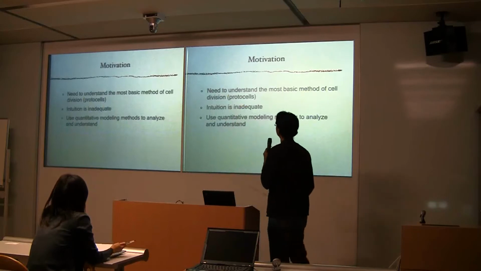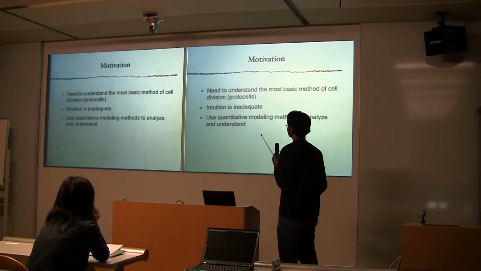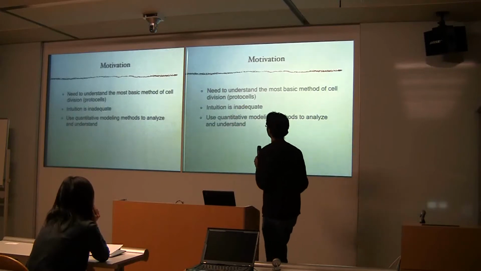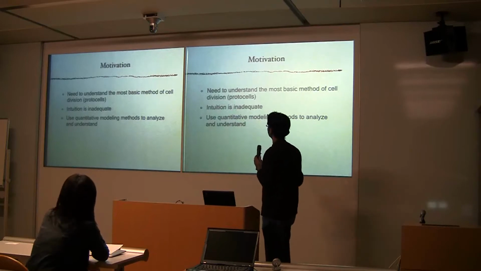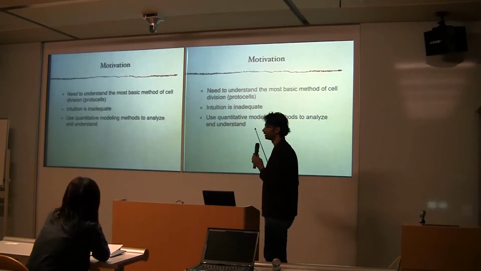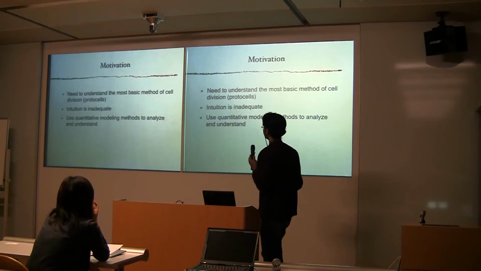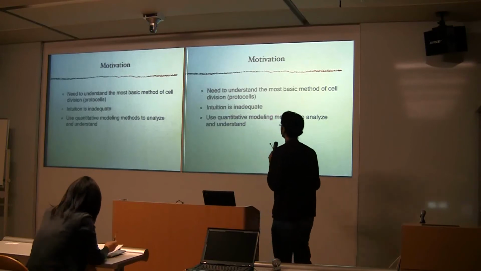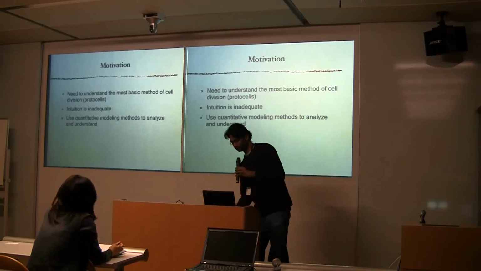What is the motivation of my spatial simulation method? First, we need to understand the basic mechanisms of cell division, such as in protocells. Intuition alone is not adequate, because sometimes by just looking at the GFP localization, it's not possible to uncover the basic mechanisms of protein association, dissociation, and localization. So we need to use quantitative modeling methods to analyze and understand such systems, although they may appear to be simple.